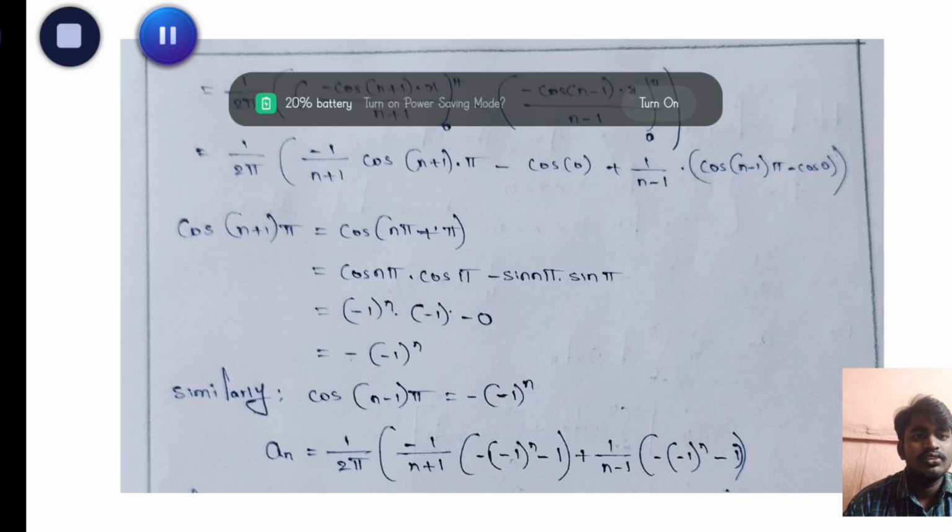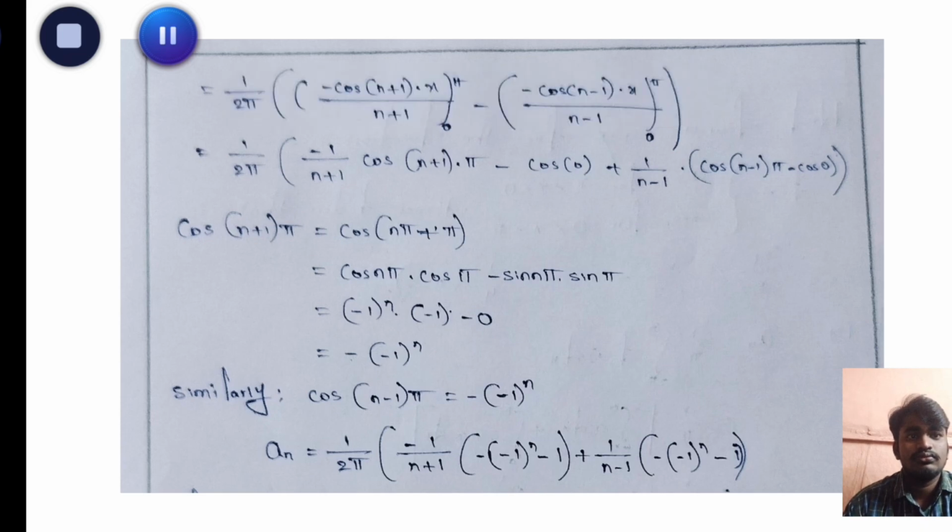Finally the value of a n equals 1/(2π) of [−1/(n + 1) into −(−1)^(n−1) plus 1/(n − 1) into −(−1)^(n−1)].